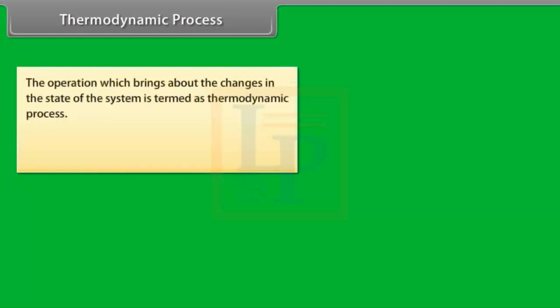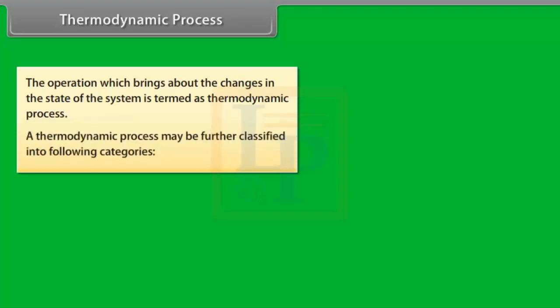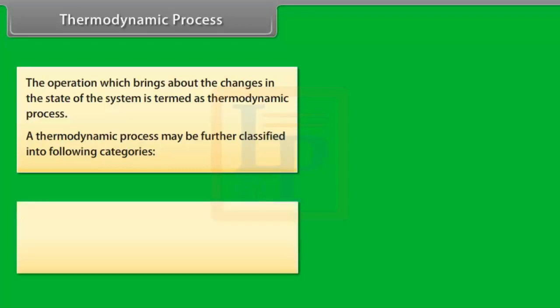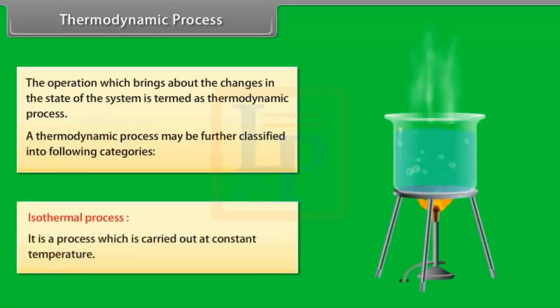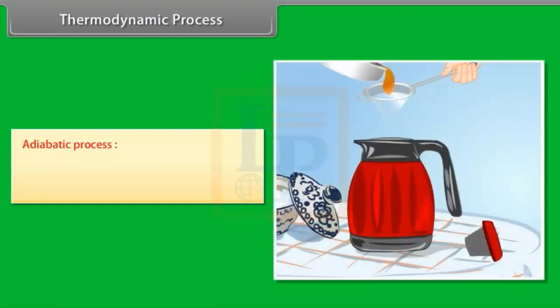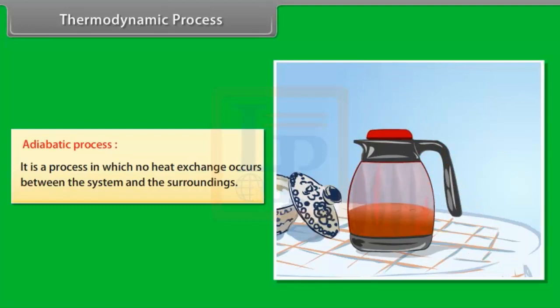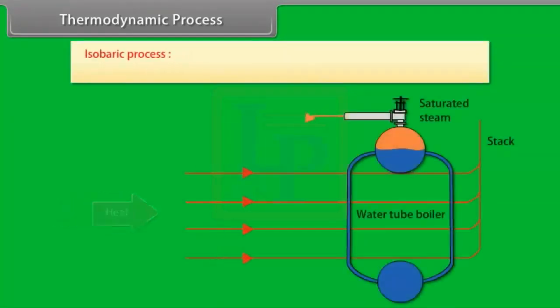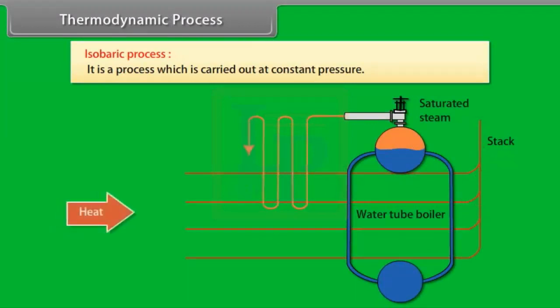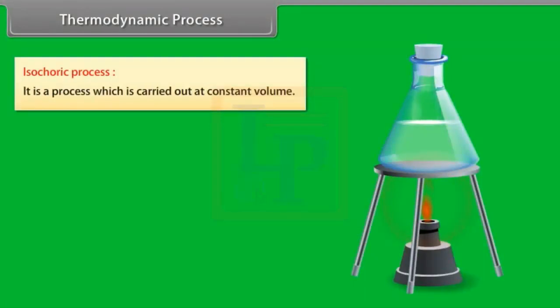Thermodynamic process. The operation which brings about the changes in the state of the system is termed as thermodynamic process. A thermodynamic process may be further classified into following categories. Isothermal process. It is a process which is carried out at constant temperature. Adiabatic process. It is a process in which no heat exchange occurs between the system and the surroundings. Isobaric process. It is a process which is carried out at constant pressure. Isochoric process. It is a process which is carried out at constant volume.